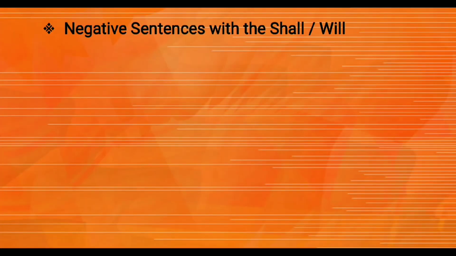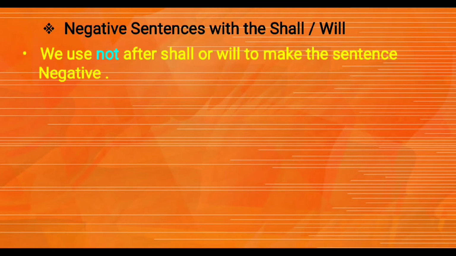The next topic is negative sentences with shall and will. As we know, shall and will represent the future verb. It is called the future helping verb, right? So what can we do? We use not after shall or will to make a sentence in a negative form. So let's see the example.